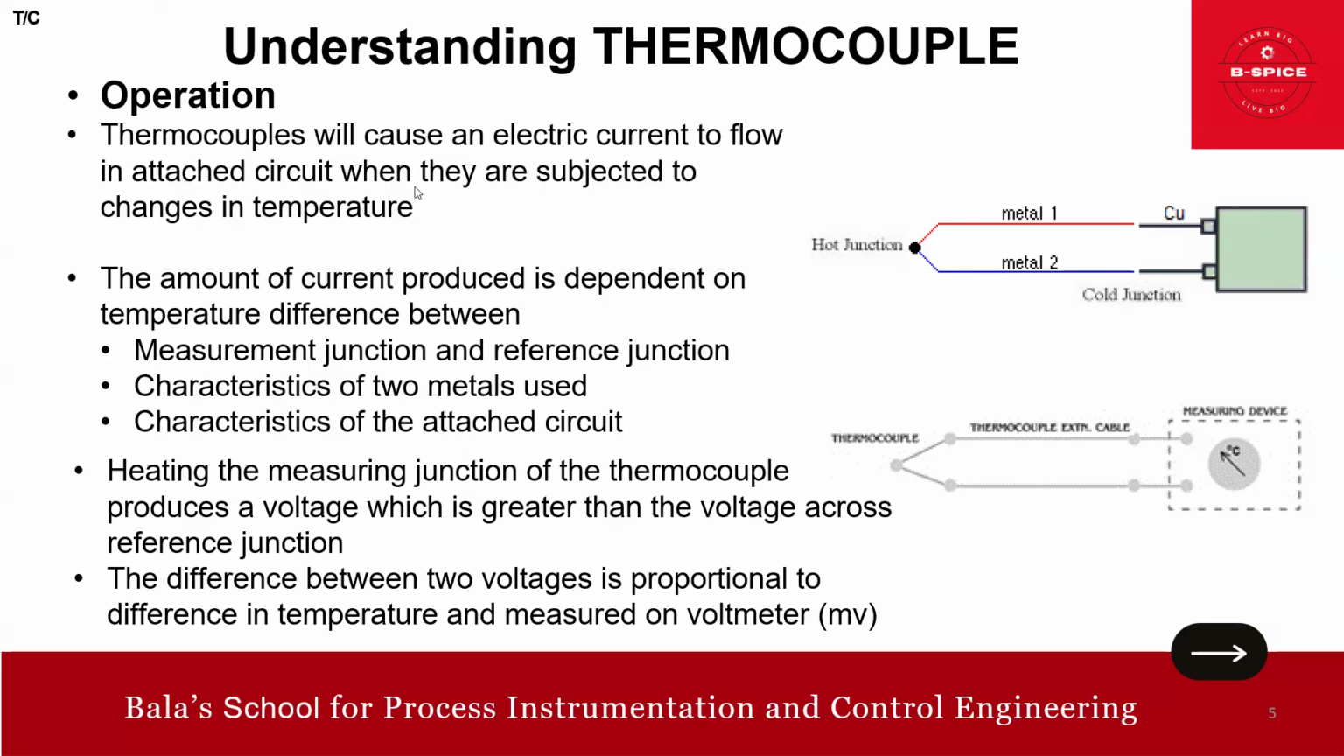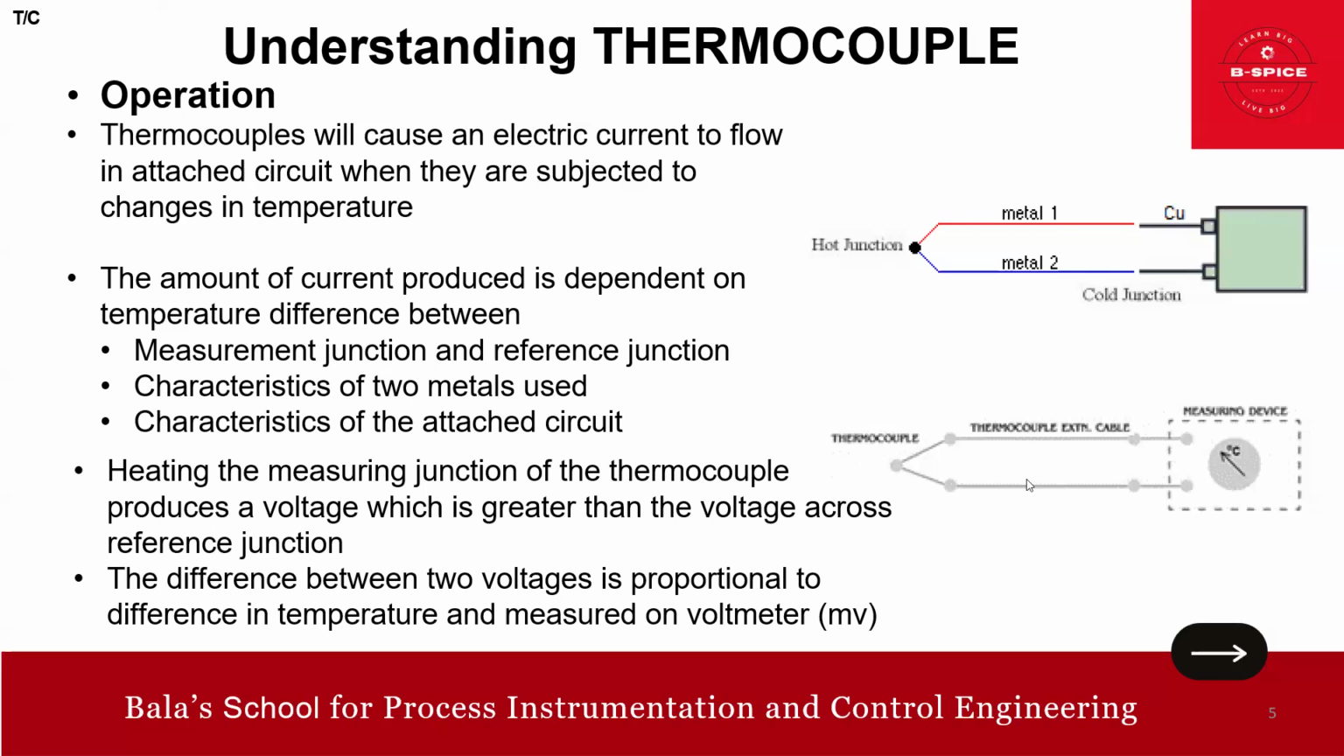A thermocouple will cause an electric current to flow in the attached circuit, meaning the circuit to which it is attached, when it is subjected to changes in temperature. The amount of current produced depends on the temperature difference between the measuring junction, the hot junction, and the cold junction, the reference junction, then the characteristics of the two metals used and the characteristics of the attached circuit. It all depends.